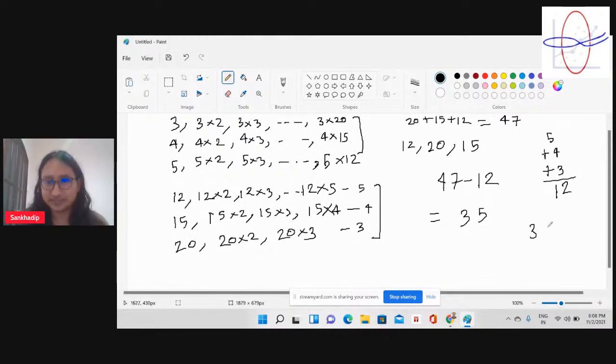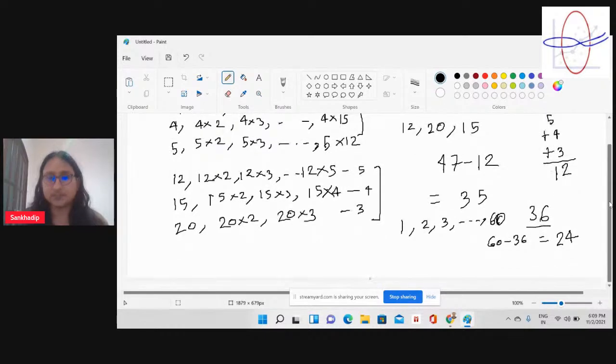So 36. So there are 36 days in this cycle on which at least one child visits. So there are 60 minus 36, 24 days when no child visits. This is just the first cycle.